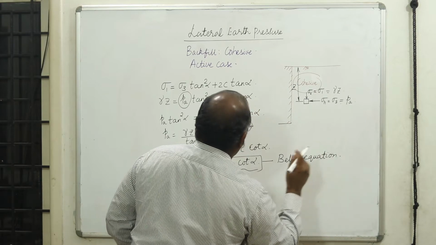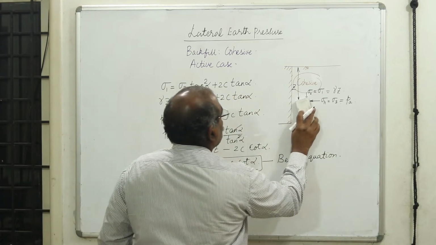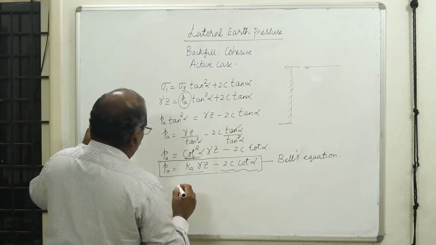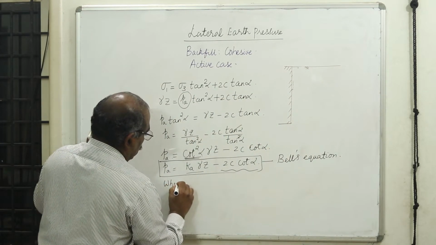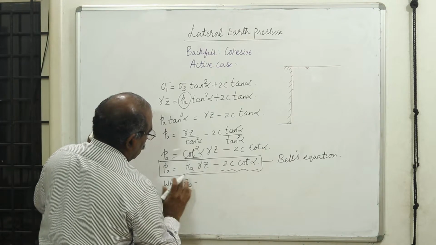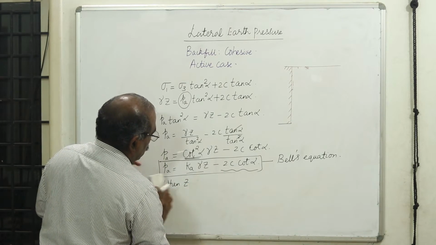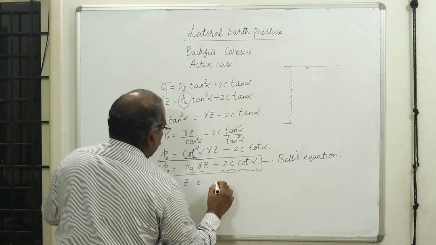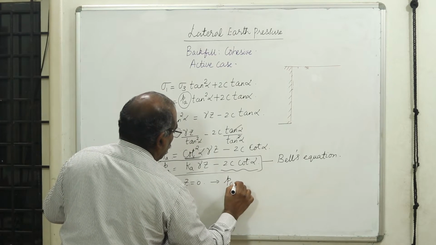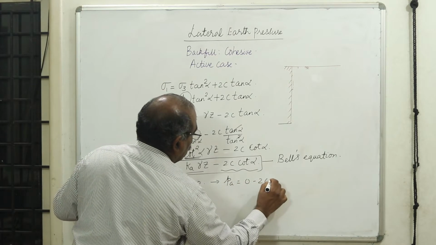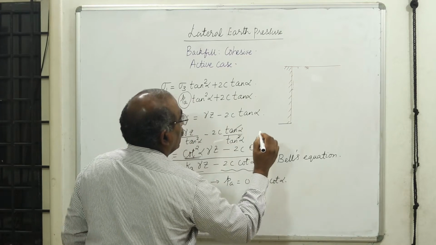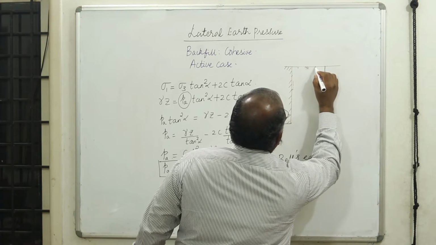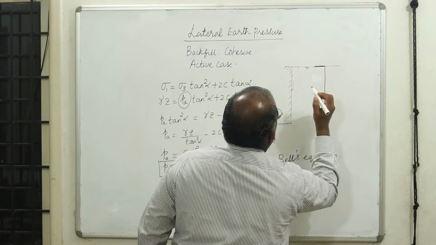Now let us substitute the limits. What happens when z equal to 0, at the ground surface? PA equal to 0 minus 2c cot alpha. Therefore, I will have a negative pressure. If I try to draw the pressure distribution diagram, I will have a negative pressure.